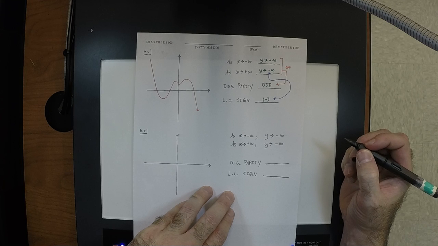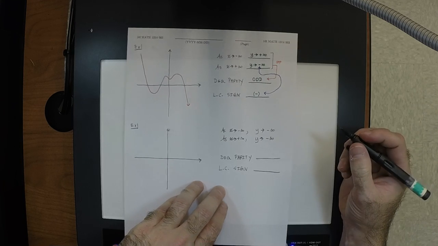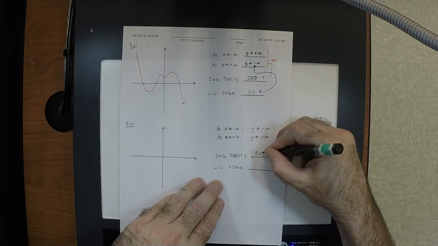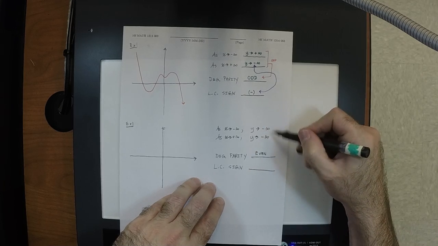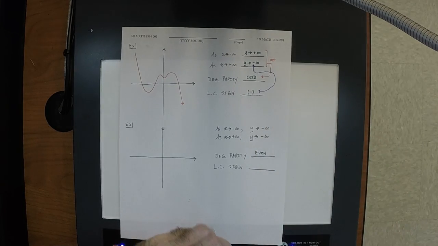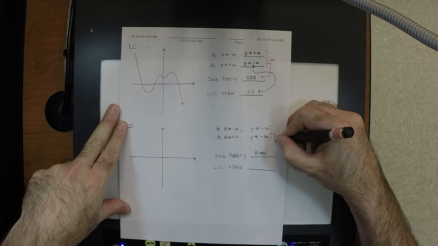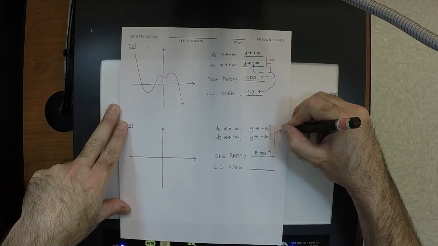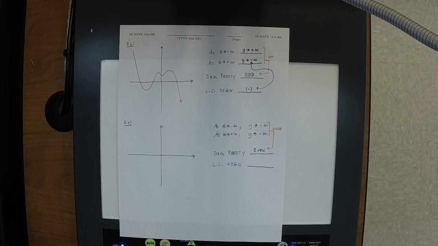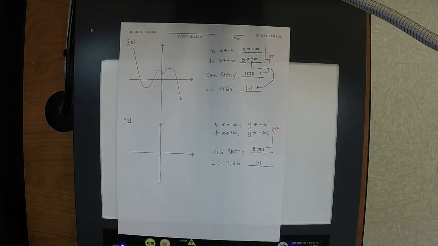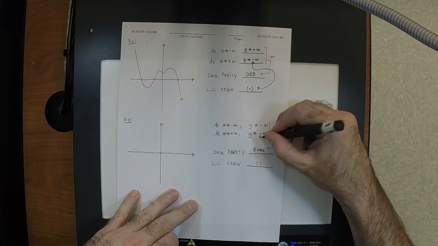Okay, so how about it? The parity. Even. I agree. Why should it be even? Right, because if we look at the left and right behaviors, they're the same. The left and right behaviors are the same, and that is how we make that conclusion. Then what is the leading coefficient sign? Negative. Must be negative. The behavior on the right is what tells us that.